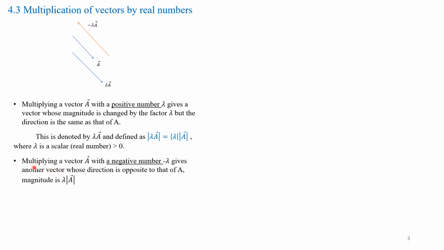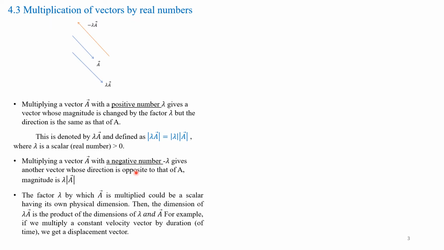Multiplying a vector with a negative number, minus lambda. Please note, a negative number minus lambda gives another vector whose direction is opposite to that of A. Please see the red colored straight line, whose direction is opposite to that of A. So the direction of the new vector in case of a negative number is opposite to that of A, and it is denoted by minus lambda into A, and its magnitude is lambda mod A.